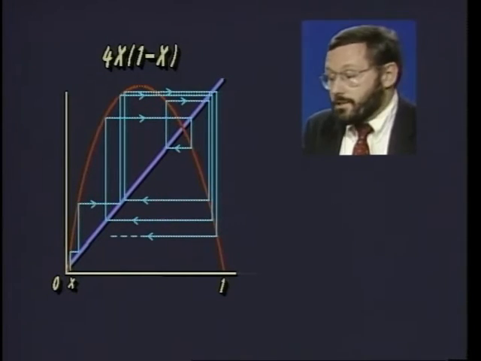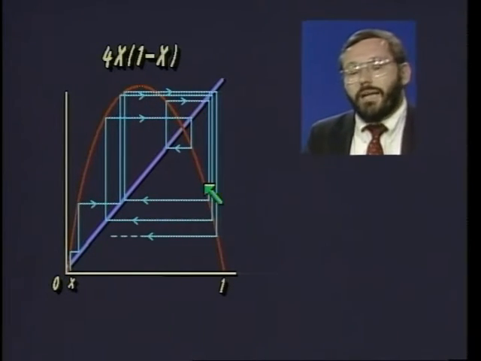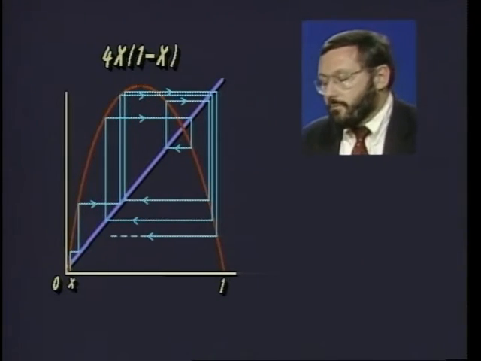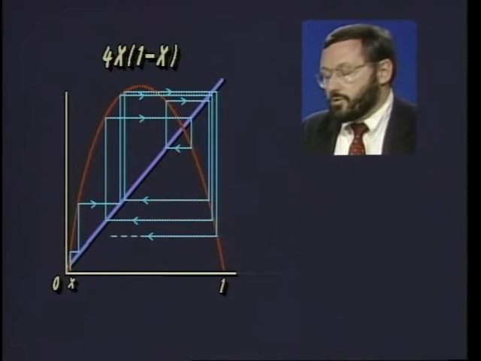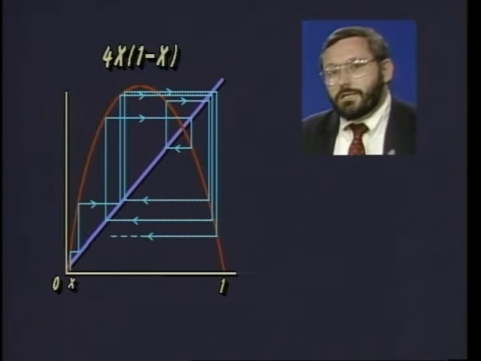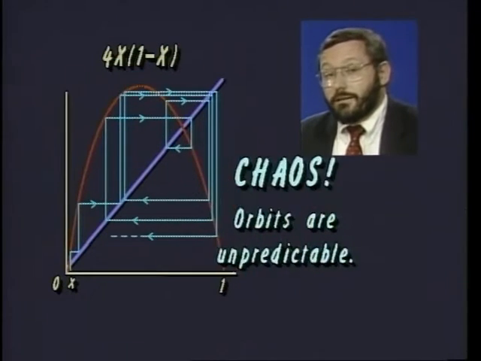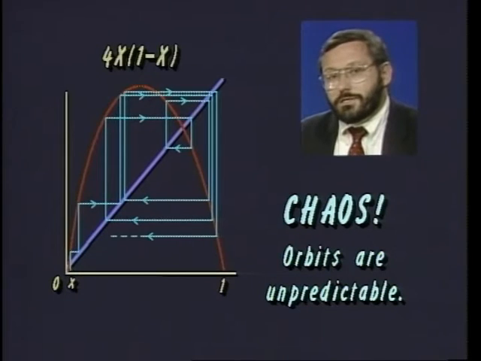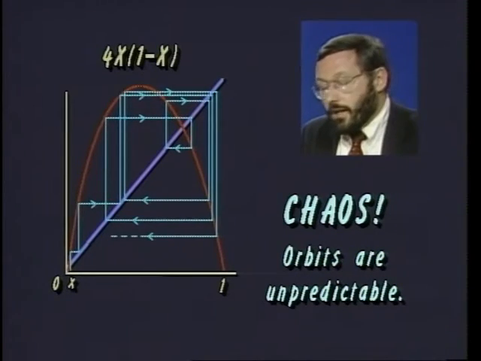Well, graphical analysis gives the answer by going to the graph and over, to the graph and over, and so on. You see that the orbits of 4x times 1 minus x bounce randomly around the unit interval, the interval between 0 and 1. So this is an example of a chaotic dynamical system. The orbits of this simple dynamical system are, for all intents and purposes, unpredictable.